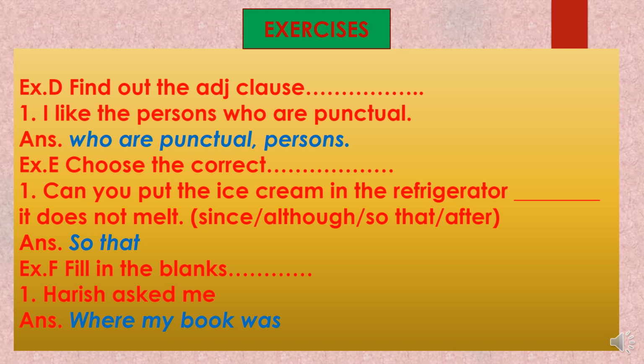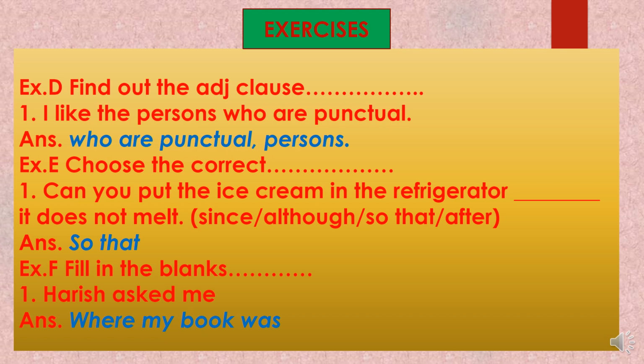Choose the correct subordinating conjunctions given in the brackets to begin the adverb clauses. See, can you put the ice cream in the refrigerator, dash, it does not melt? So what will we put here? We will put "so that" it does not melt. So it is very easy. You just have to put the subordinating conjunctions.